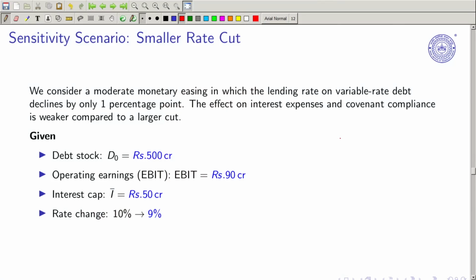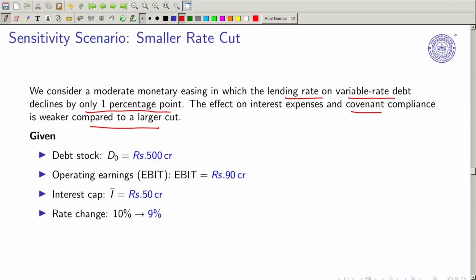Sensitivity scenario, a smaller rate cut. For example, consider a scenario of moderate monetary easing in which the lending rate on variable rate debt declines by only 1 percentage point. The effect on interest expense and covenant compliance is weaker compared to a larger cut.